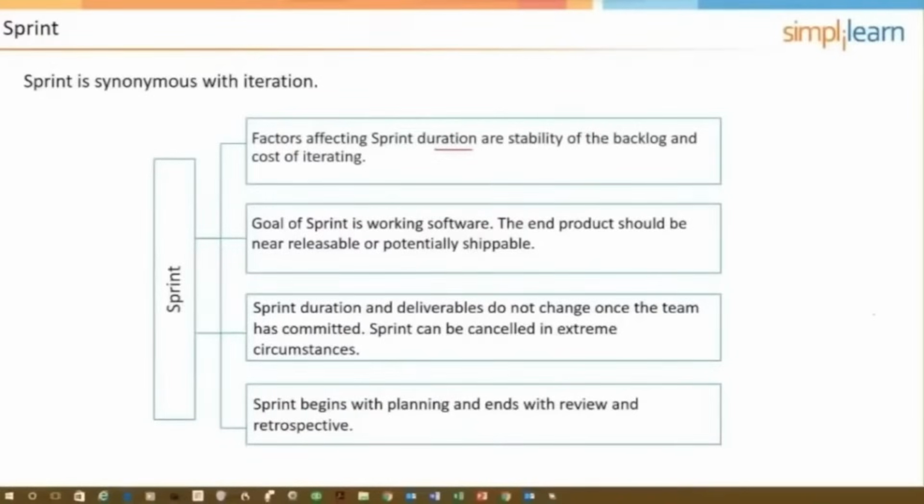The goal of the sprint is working software. At the end, the product should be near releasable or potentially shippable. Now, there might be working software that the product owner isn't going to want to release, maybe because it, as a standalone component of working software for the system, doesn't create any value or any usability for end users, and maybe you wait till the end of a release before you release everything. But the idea is it's working software, and it could be released if the customer wanted to do that.